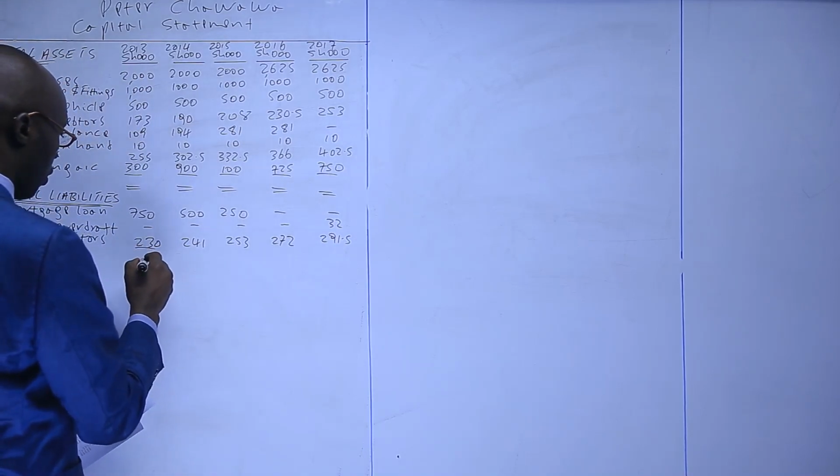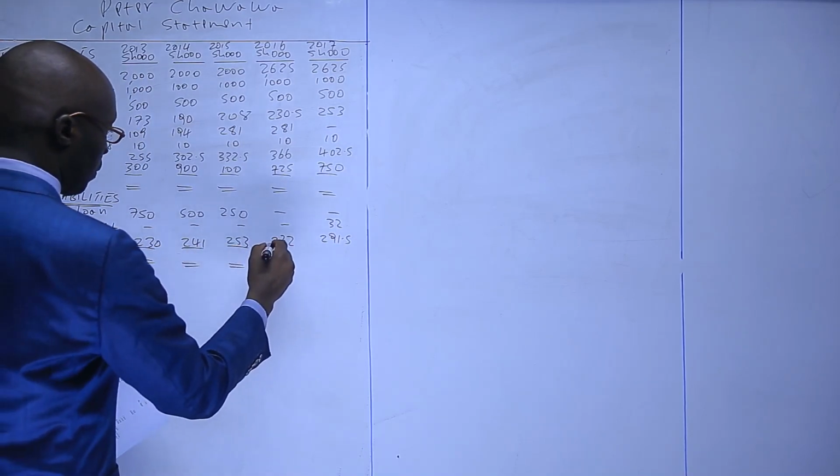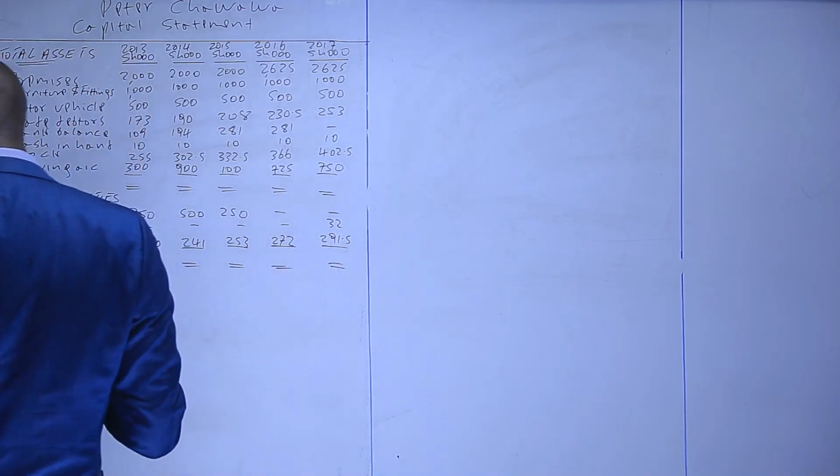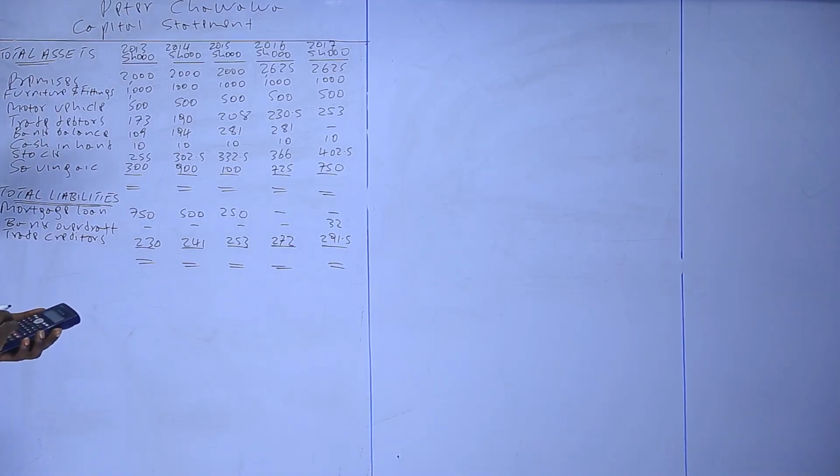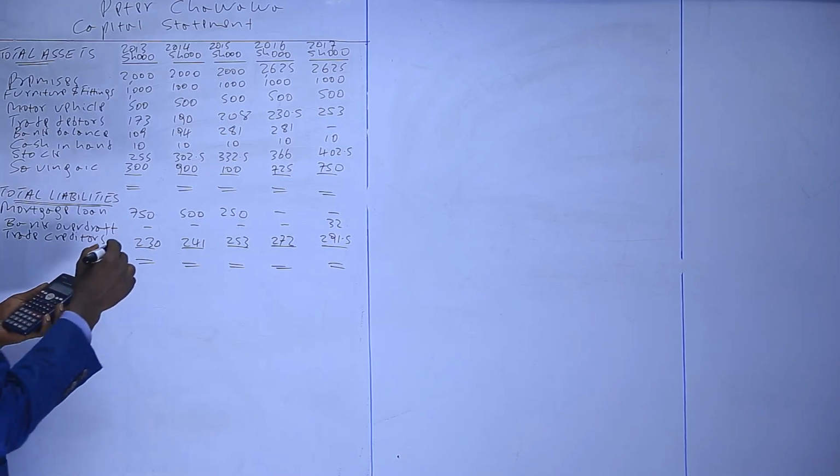And then we can get the total. So 2,000 plus 1,000 plus 500 plus 173 plus 109 plus 10 plus 255. 255 plus 300, giving us 4,347.